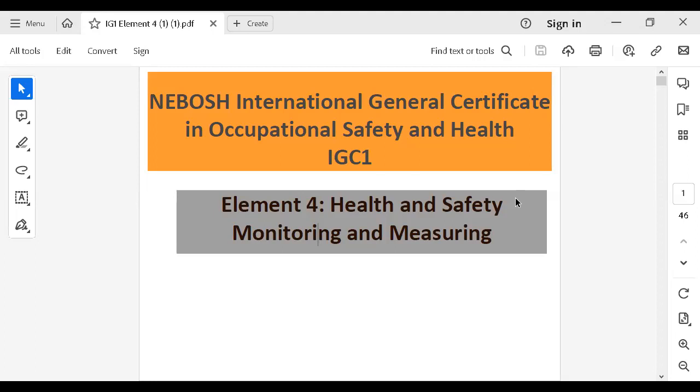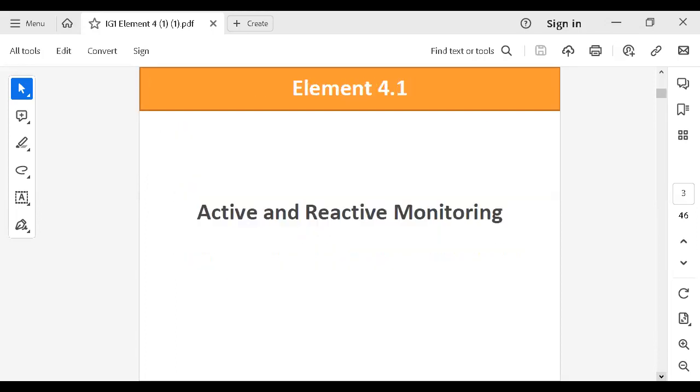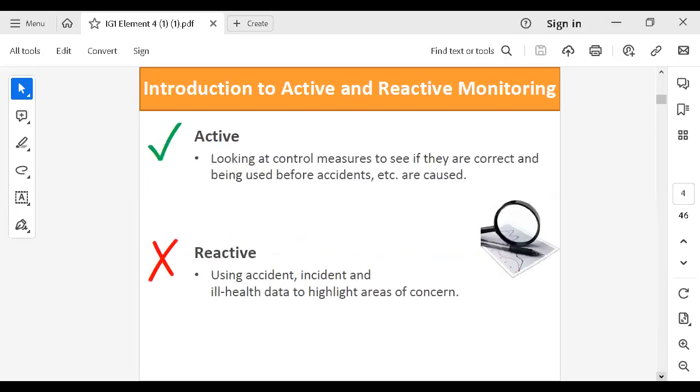Dear students, we will study element 4, health and safety monitoring and measuring. So element 4.1, active and reactive monitoring. What we will do in active and reactive monitoring. So, introduction to active and reactive monitoring.